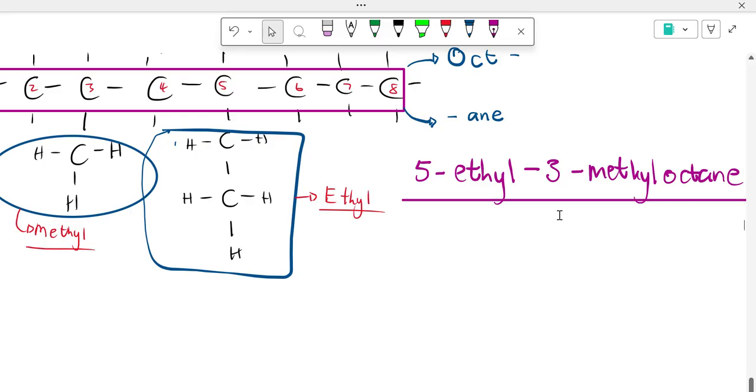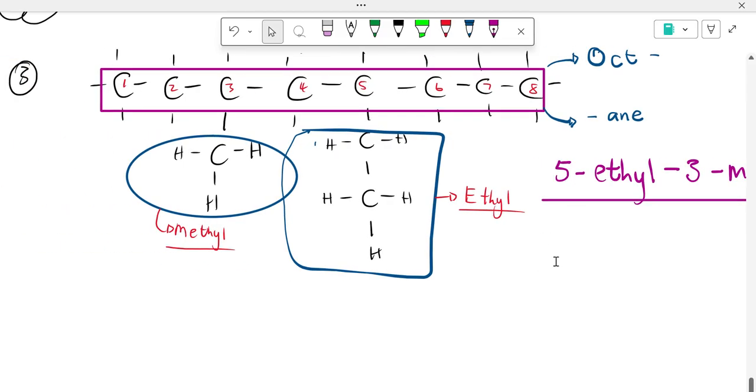That was nice. Right, so let's look at a different compound, the last compound under alkanes.